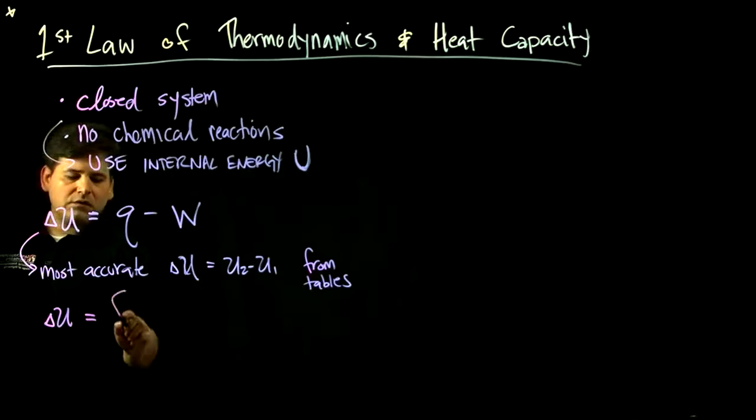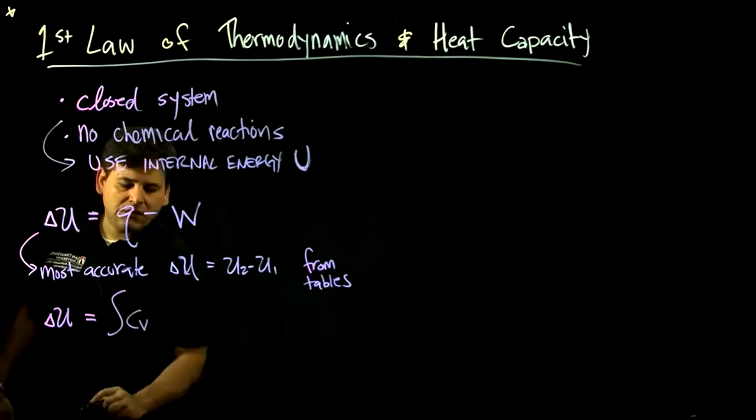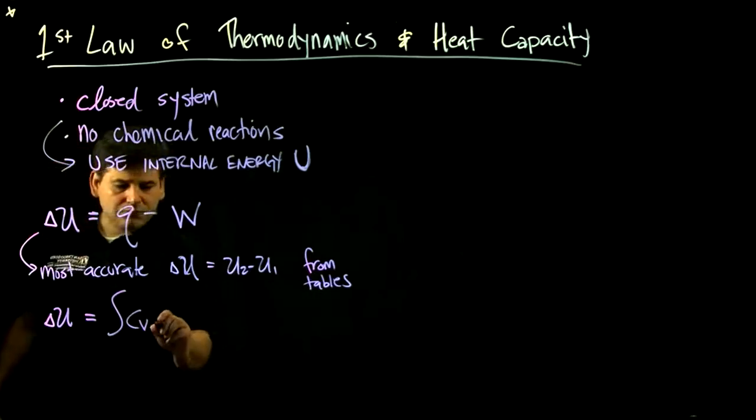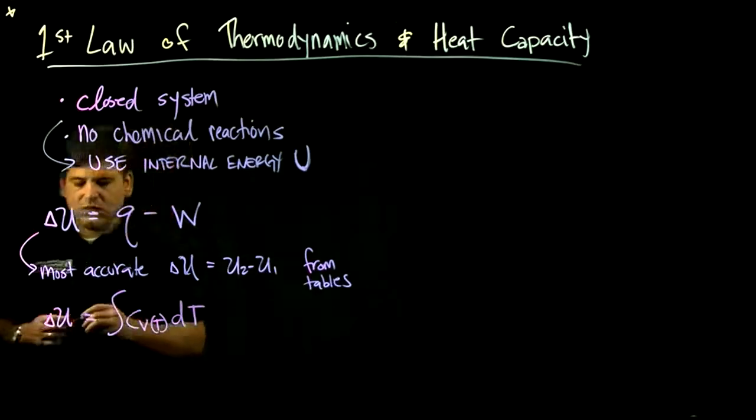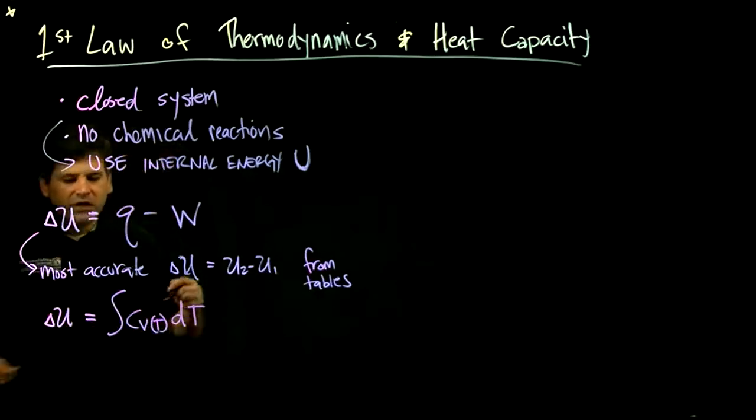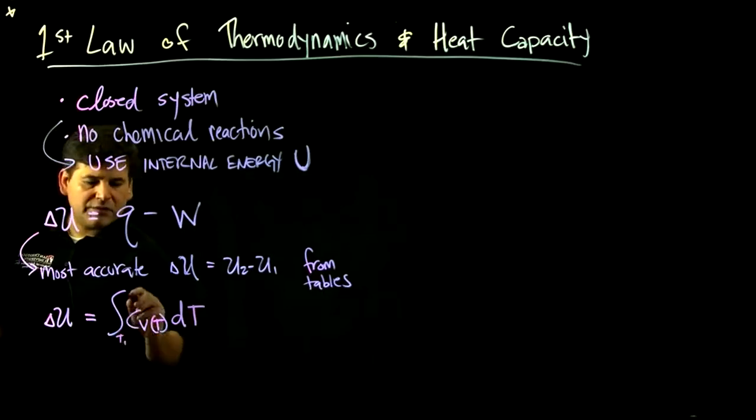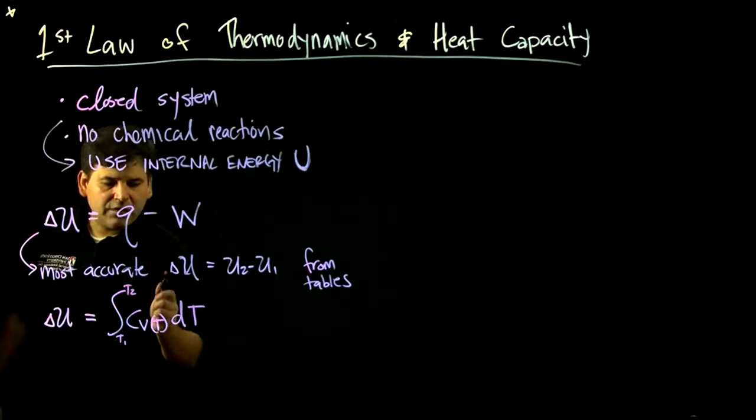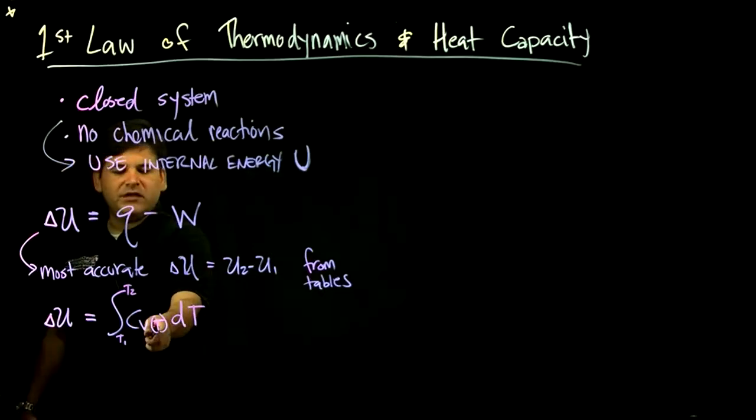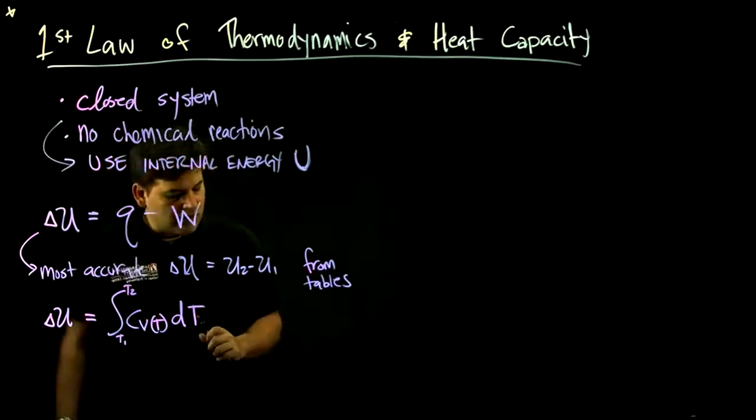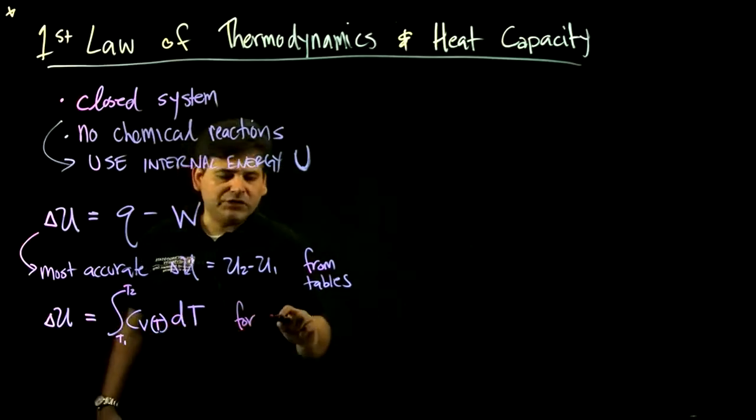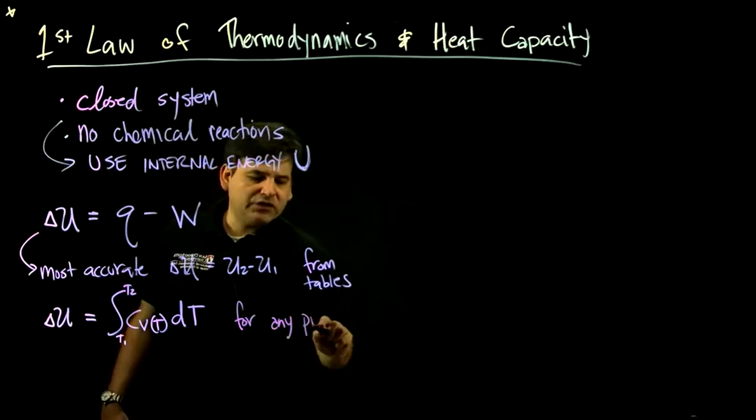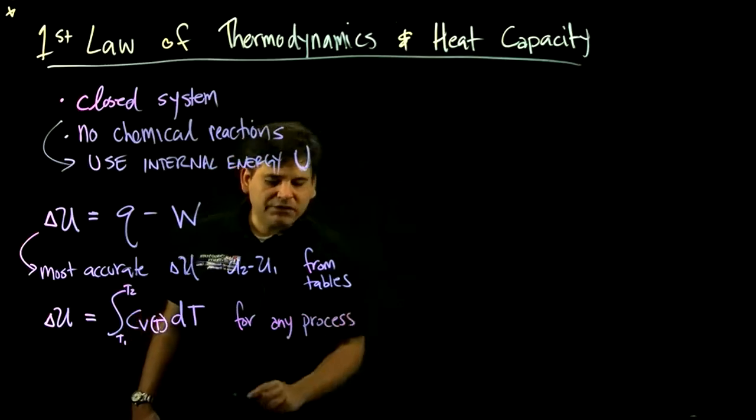So the heat capacity, the CV one, which changes with temperature, gives you internal energy. If you integrate this function of CV over an interval from some initial temperature to a final temperature, that will give you the internal energy change for any process. It doesn't matter if the volume changes or not, you'll still get the same answer as long as you use the right temperature endpoints.